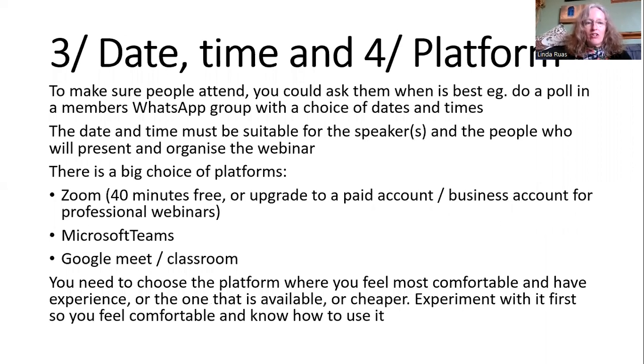Next, you need to decide on the date and time and which platform you're going to use. To make sure that people come, you could ask them when is the best. For example, you could do a poll in a WhatsApp group with a choice of dates and times. The date and time must be suitable for the speaker or speakers and for the people who are going to present and organize.